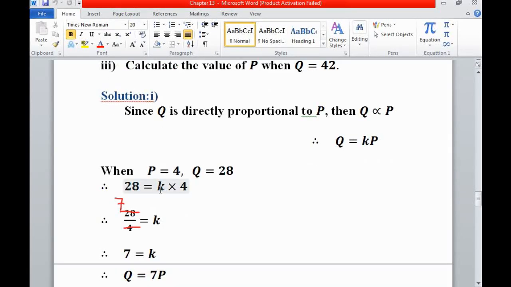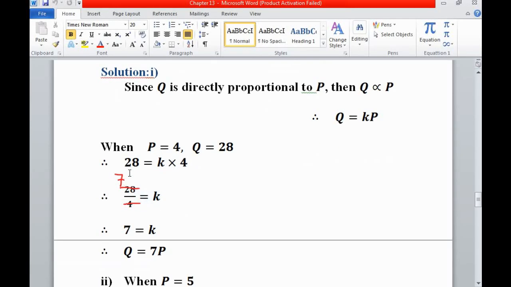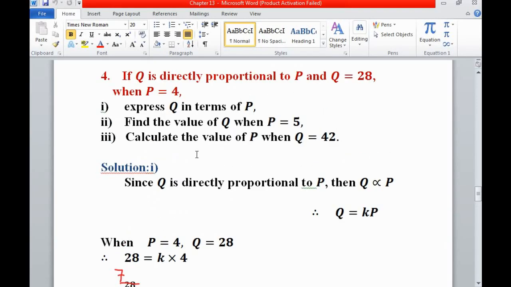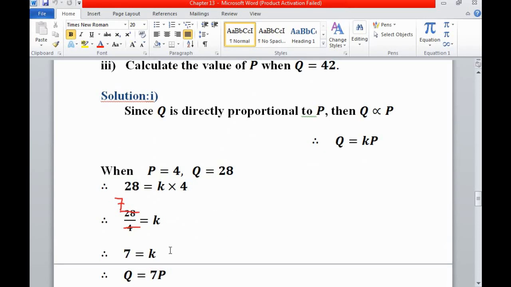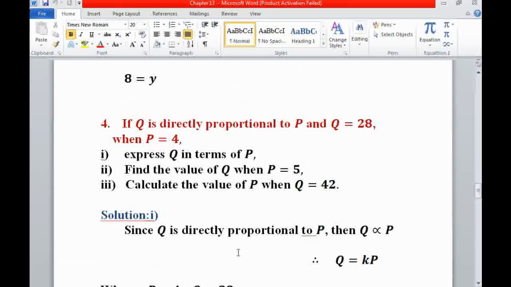Since we are finding constant K, let's take this 4 to the left side of this equation. Then the fraction becomes 28 upon 4. Okay, 28 is the multiple of 4, which means 4 times 7 is 28. So the constant K equals 7. Therefore, the required equation, Q in terms of P, can be written as Q equals 7P. Now 7 is the value of this constant K, so this equation becomes Q equals 7P. So this is the solution for part A.